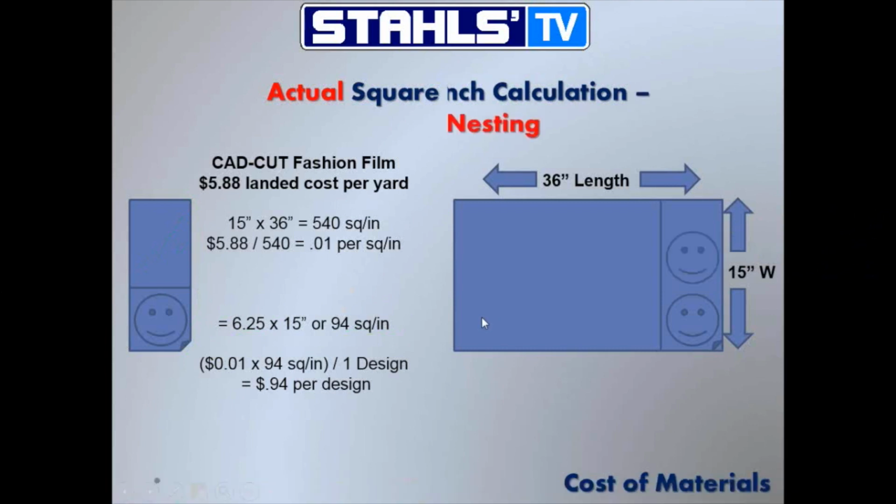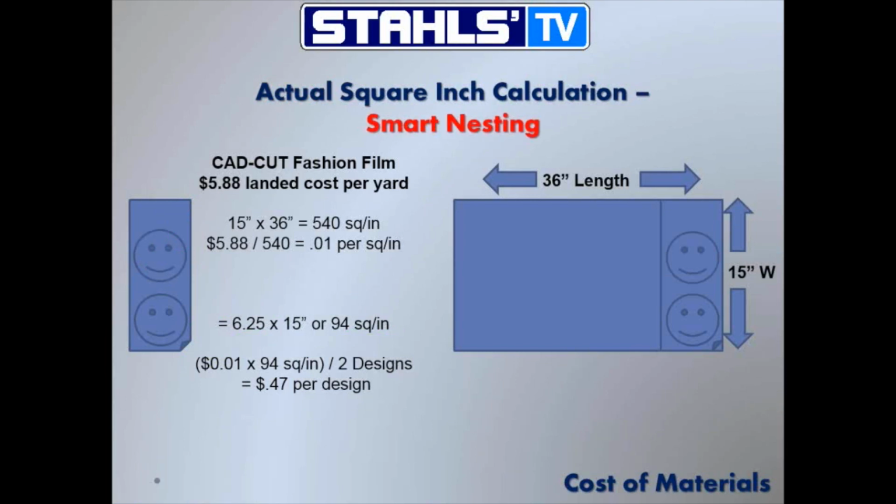So this shows you an example of that. Of course, if I can get 2 up, if they're 6 inches, I can only fit 2 across a 15-inch wide roll, so I still have a little bit of waste, but not as much. Now it's still the 94 square inches used, but now I'm dividing it by 2 designs, which only cost me 47 cents per design. So I like to call that smart nesting, or thinking about the size of your design and how many you can fit across your material. Okay, hopefully you're with me.